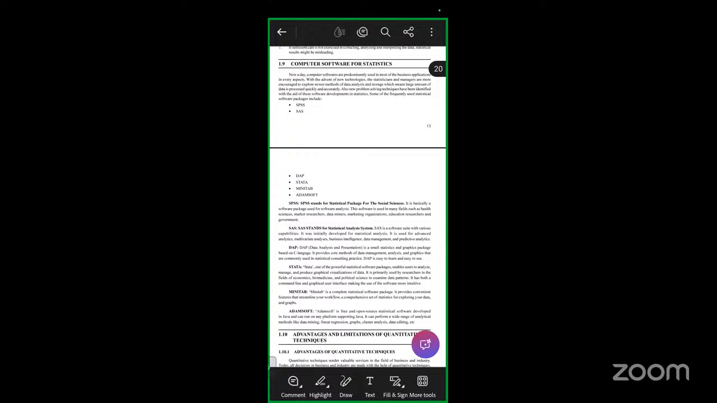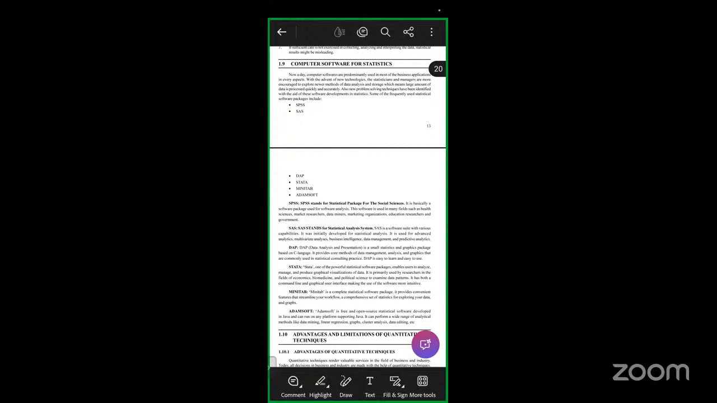Then there is computer software for statistics, which is very important. Those who want to enter into data science or AI, you people are studying now. We are moving towards AI, we are moving towards cloud, so stats are a fundamental thing. They write the algorithms, they write the predictive models, they visualize, and they give accurate results.